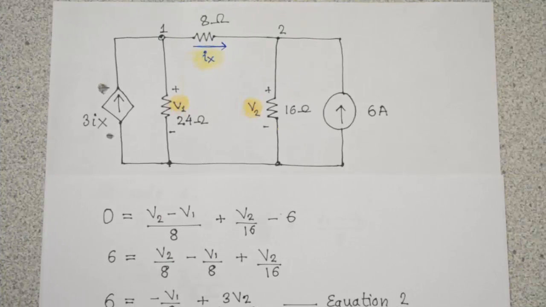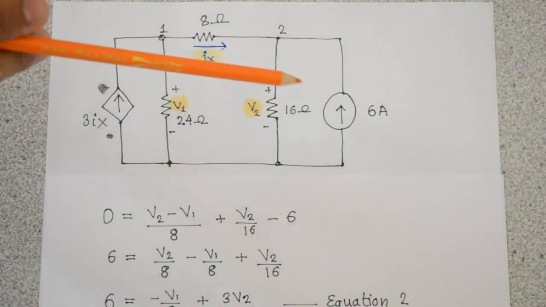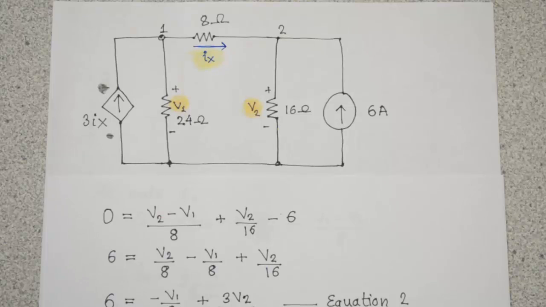Okay, now for the node voltage analysis at node 2, we have three currents: one from the left, one going to the bottom, and one from the right. It might seem a little confusing because we have ix going in, and you might be confused about what sign to use for it. As I've told you earlier, whenever current is going inside a node, it's minus, and whenever it's going out of the node, it's plus.